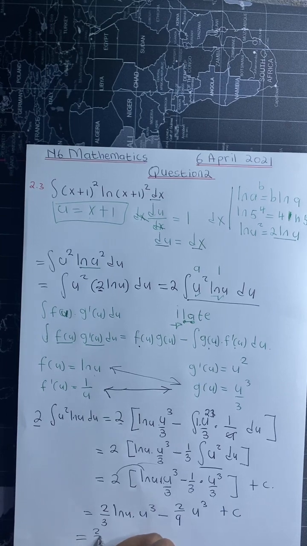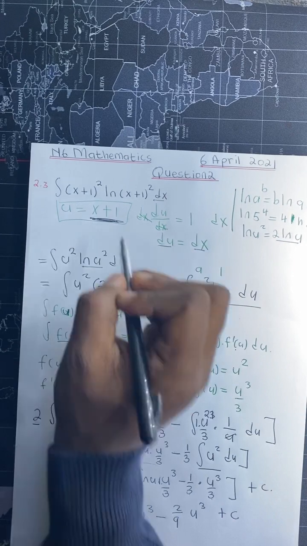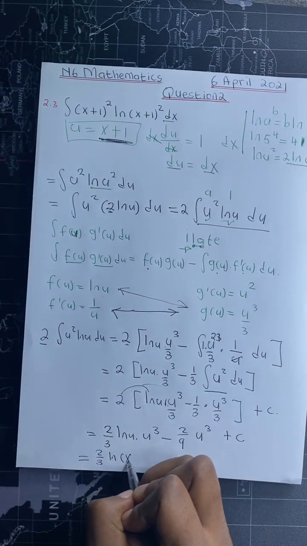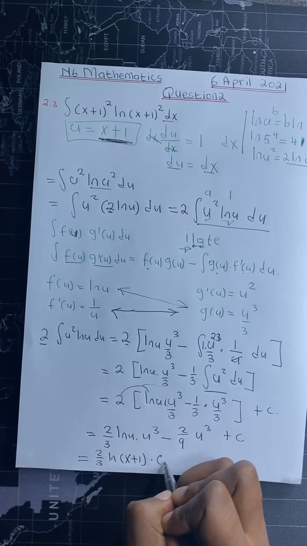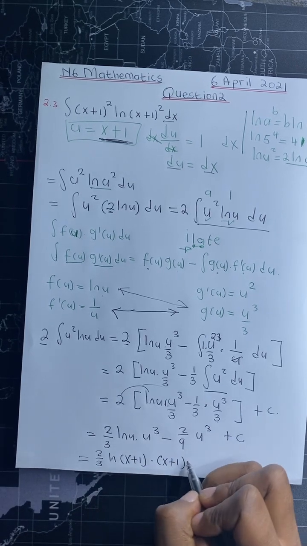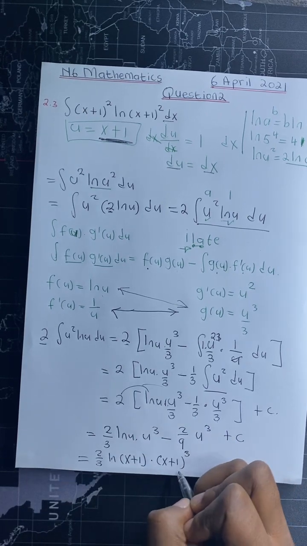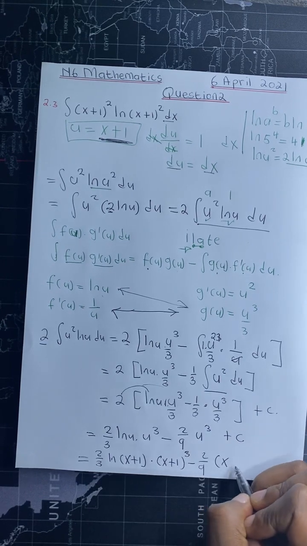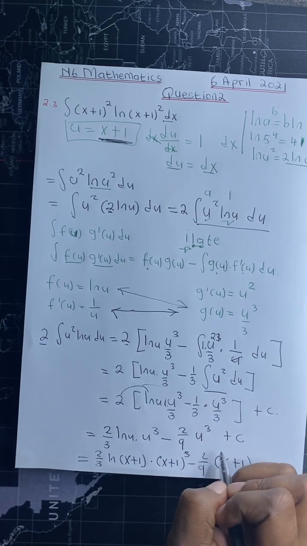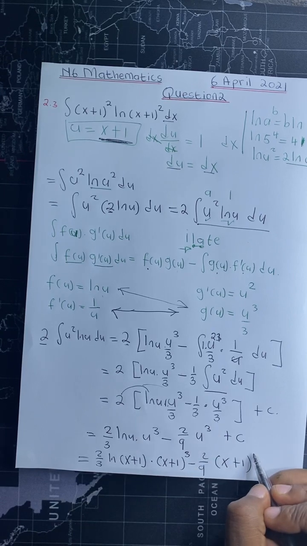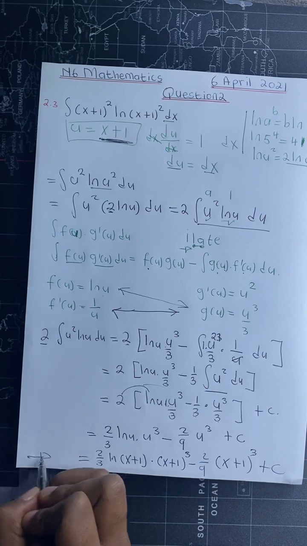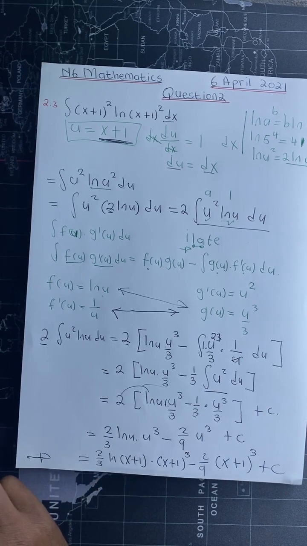So let's take back. From here we take back. So we say that u is equal to x plus 1. So we take back the x plus 1 in the place of u. Our u squared is raised to the power 3. So we also raise the x plus 1 to the power 3. And in the place of u, we take back that x plus 1. The u is raised to the power 3. Also, our x plus 1, we raise it to the power 3 plus c. And this will be our answer for question 2.3.